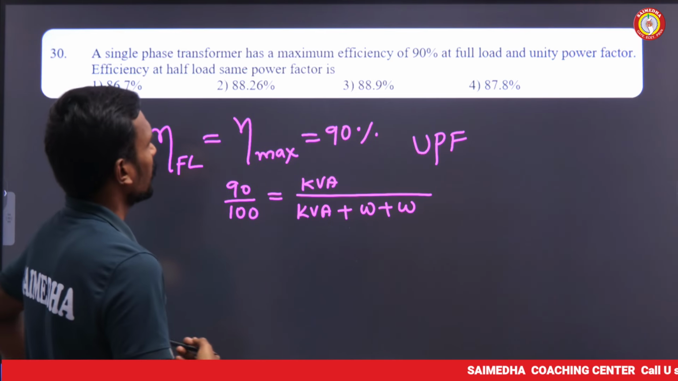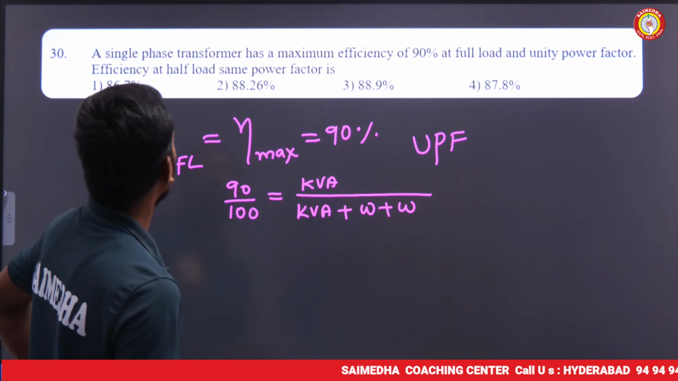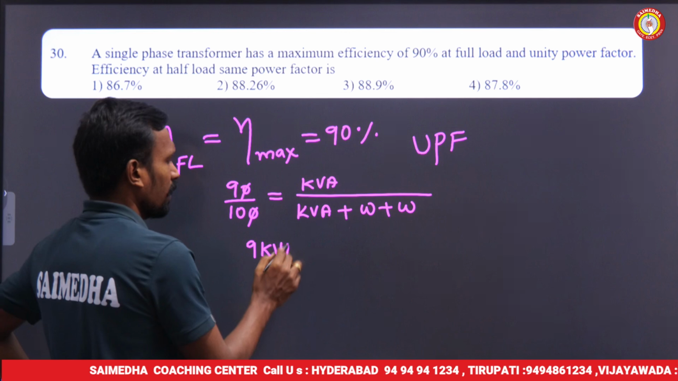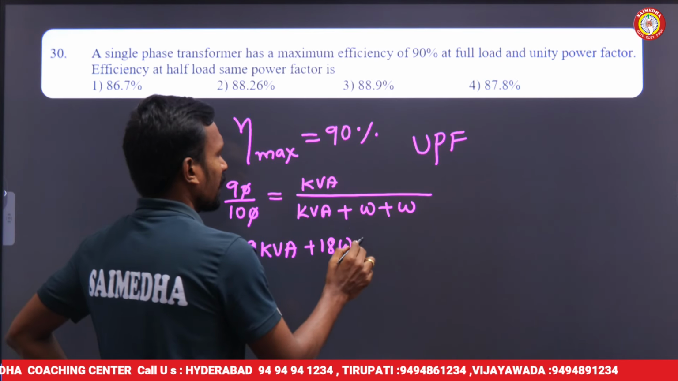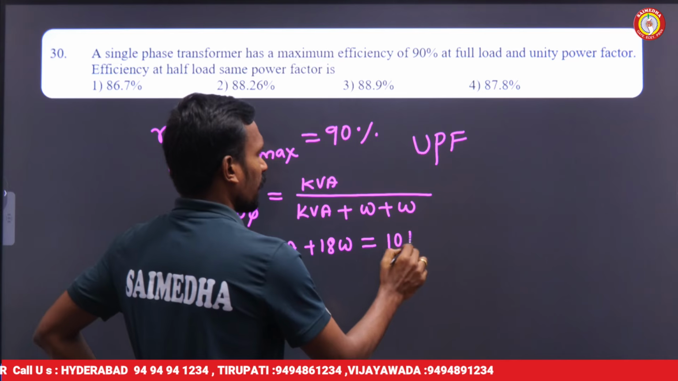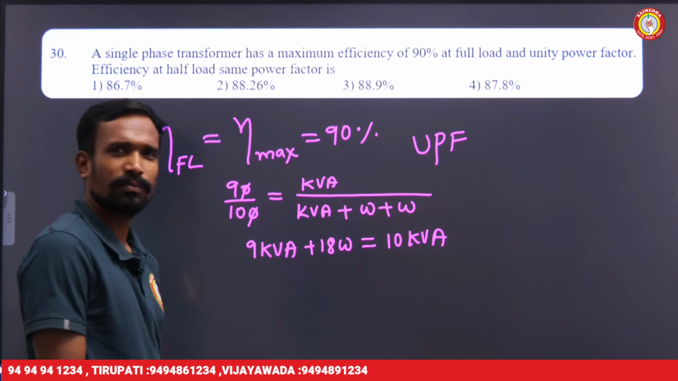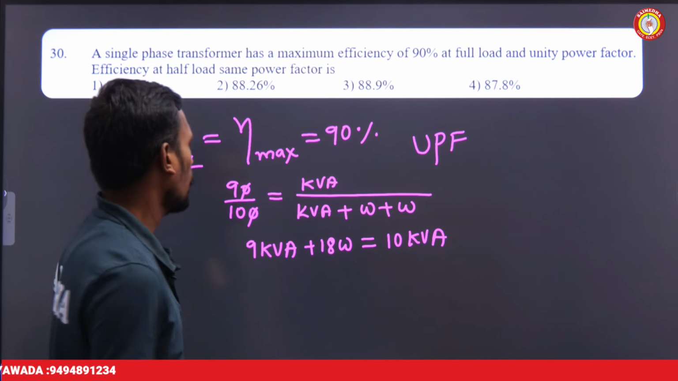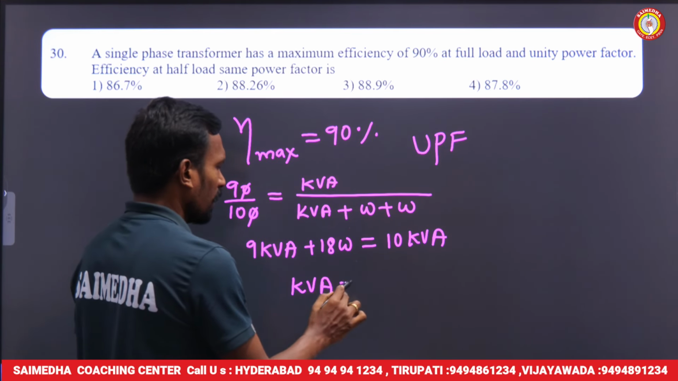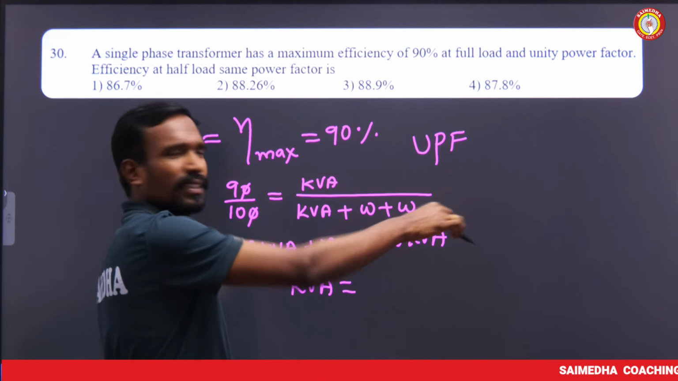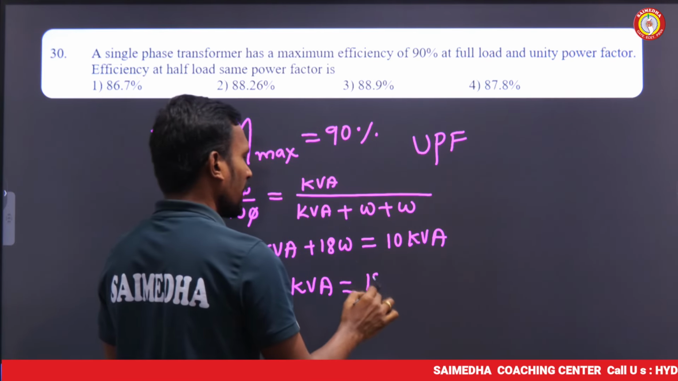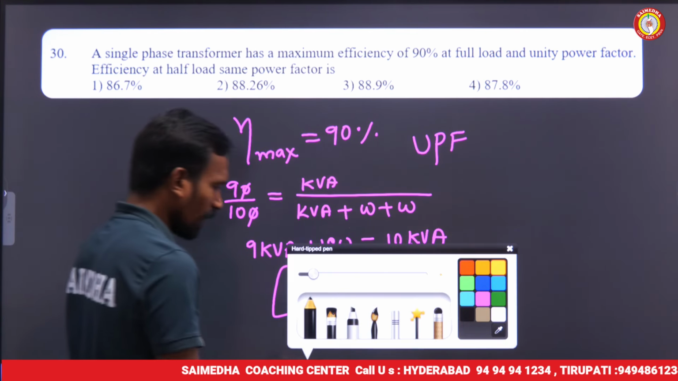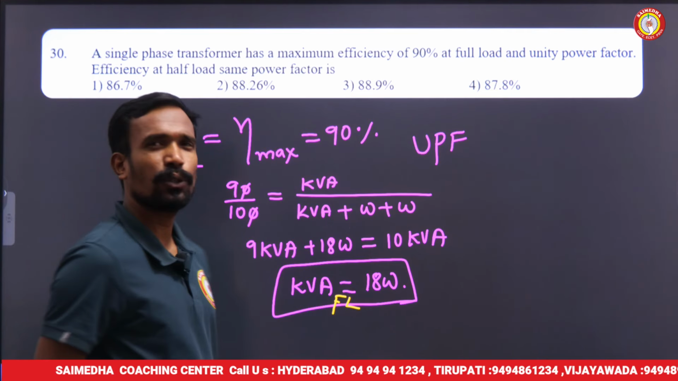So what is the kVA from this? At off load they are asking, so these get cancelled. So 9 times kVA plus 18W plus 18W is equal to 10 times kVA. 9 times kVA is equal to 18W, and 10 times kVA. What is 1 kVA? This 9 will come here, 10 minus 9 is 1 kVA. 1 kVA is equal to 18W. This is our full load kVA.